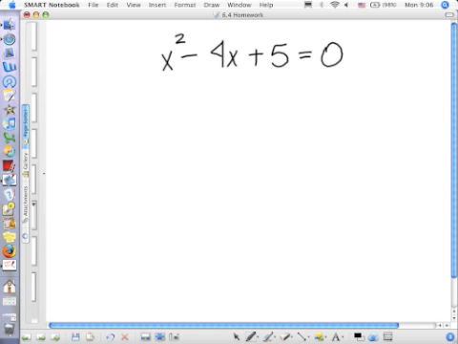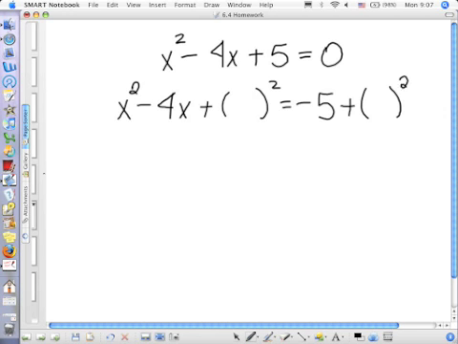You need factors of 5 that add up to 4. Add, because when you multiply, you're getting a positive, so the signs are alike. Factors of 5 do not add up to 4. They subtract, but that's not what I'm looking for here. Okay? So since this cannot be factored, I'm going to go ahead and set it up to complete the square. When I bring negative 5 to the other side, it becomes negative. And now I just need to figure out what goes into those parentheses.